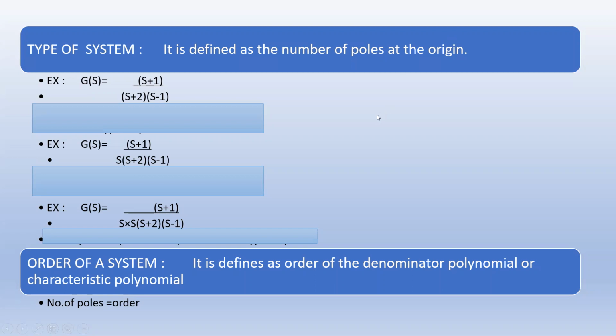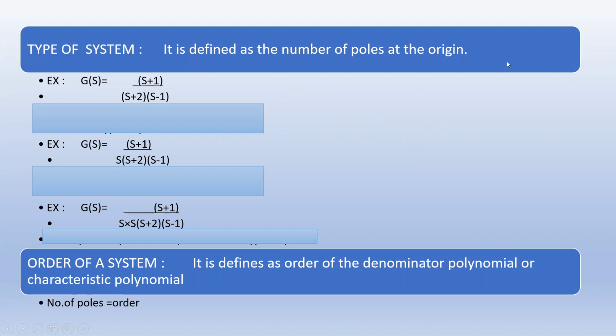In the last video, we discussed how to solve a problem based on Mason's gain formula. If we are given a signal flow graph, we know how to find the overall transfer function based on Mason's gain formula. We already learned about finding the determinant of the isolated path and the entire signal flow graph.